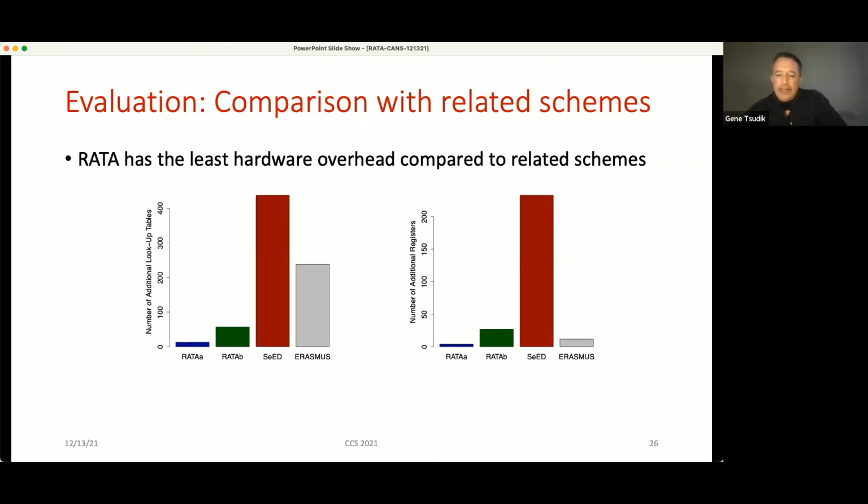Let me take a minute here to zoom in on those. So I think it's safe to ignore RATA A because, again, it's not realistic. So let's focus on the green, the red, and the gray bars. So RATA B, as you see in the green, and that's its lookup tables and additional register overhead. We compare it to two alternative approaches, which are SAID and Erasmus.